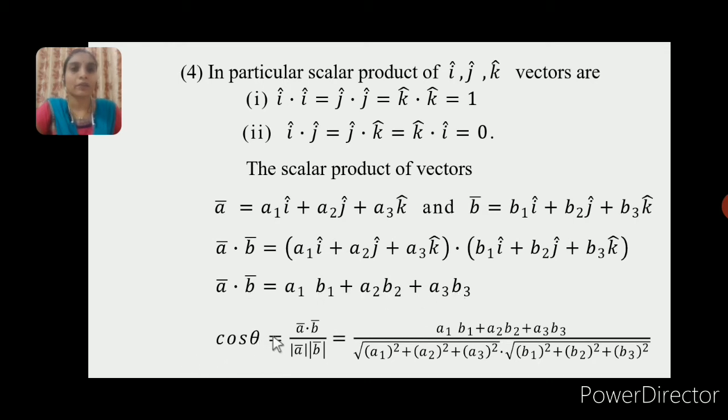And cos theta is equal to a bar dot b bar upon magnitude of a bar into magnitude of b bar, which is equal to a1 b1 plus a2 b2 plus a3 b3 divided by magnitude of a bar, which is square root of component of i squared plus component of j squared plus component of k squared, that is a1 square plus a2 square plus a3 square, into magnitude of b bar, which is square root of component of i squared plus component of j squared plus component of k squared, that is b1 square plus b2 square plus b3 square.